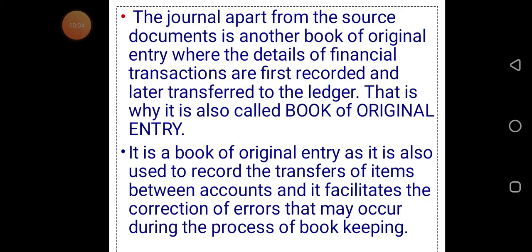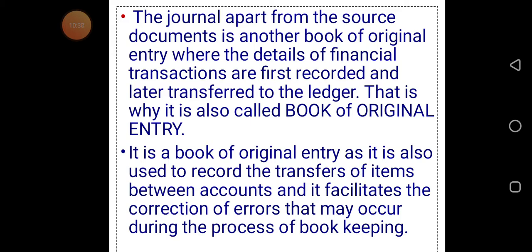So what we're saying here is that source documents, we have them like the receipt, the invoice, the cash register, and all that. After that, from the source documents, we have to transfer to the journal. But the journal is also another book of original entry, where transactions are posted, and from there can be transferred to other books of accounting. So apart from the source document, the journal too is a book of original entry. That's what we mean here.